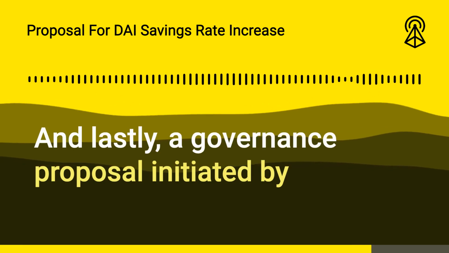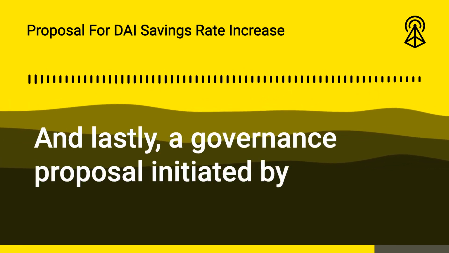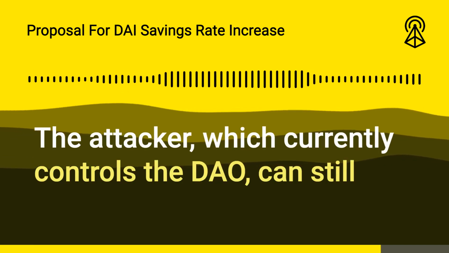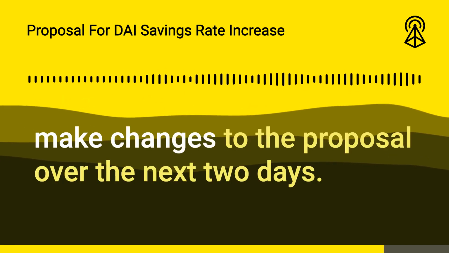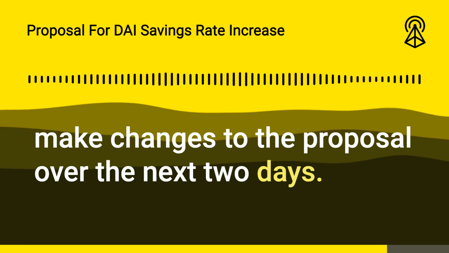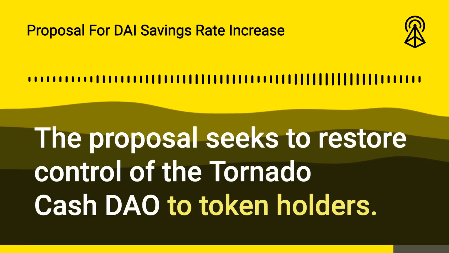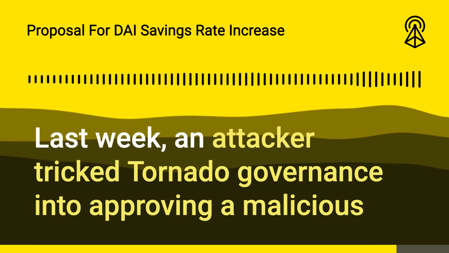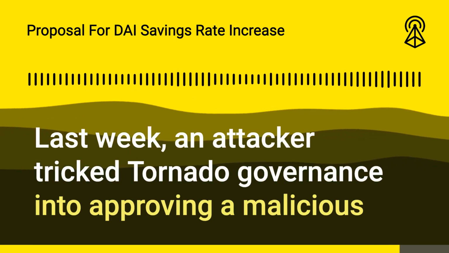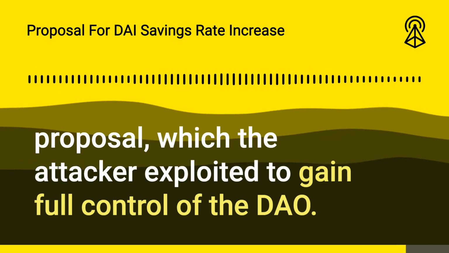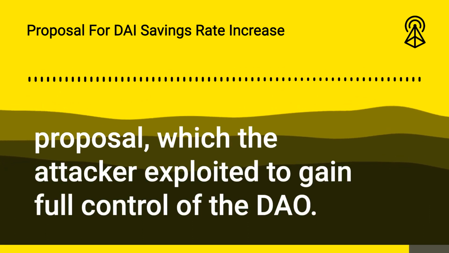And lastly, a governance proposal initiated by the Tornado Cash attacker was passed. The attacker, who currently controls the DAO, can still make changes to the proposal over the next 2 days. The proposal seeks to restore control of the Tornado Cash DAO to token holders. Last week, an attacker tricked Tornado governance into approving a malicious proposal, which the attacker exploited to gain full control of the DAO.